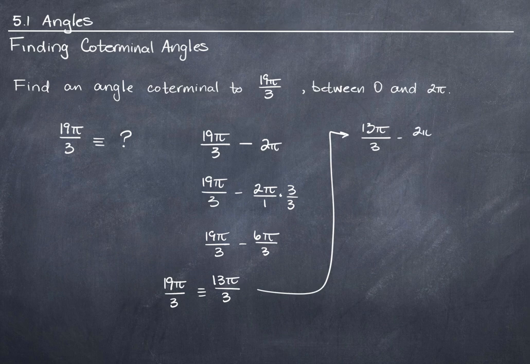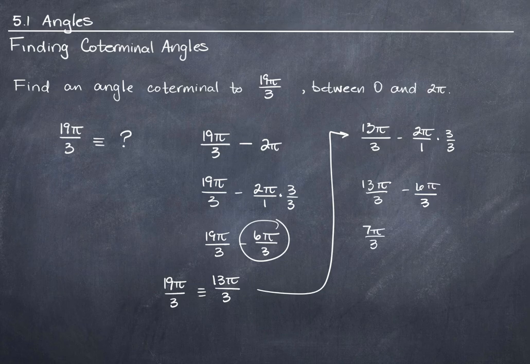minus 2 pi is 13 pi over 3 minus 2 pi over 1. We'll multiply that by 3 over 3. I'm doing that to get a common denominator. That's 13 pi over 3 minus 6 pi over 3. And of course, that's the same as I got here. So I'm basically going to subtract 6 pi over 3 each time, right? 13 pi over 3 minus 6 pi over 3 is how many pi's over 3? 7. 7 pi over 3.